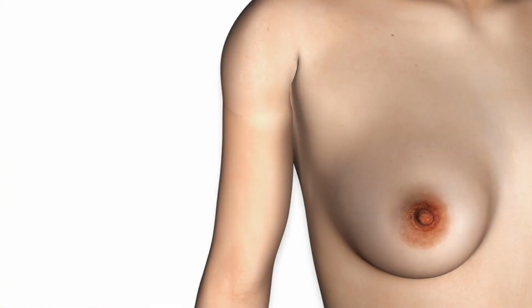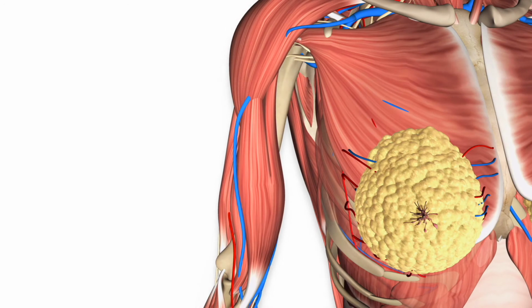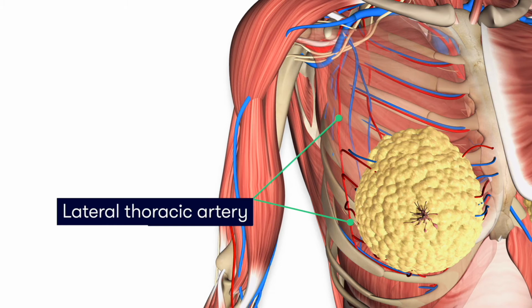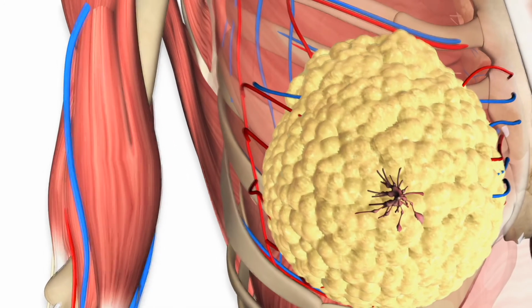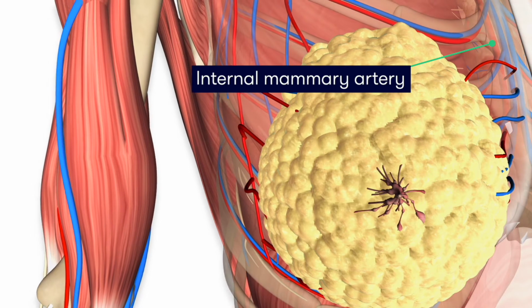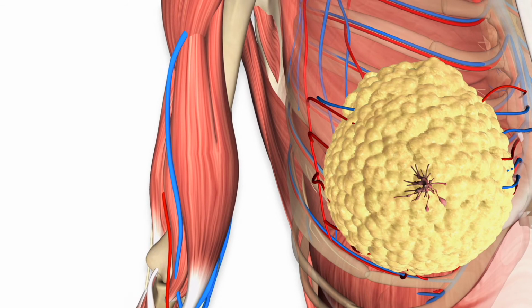The blood supply to the breast is derived from several arteries. The majority of its blood supply comes from the lateral thoracic artery, which is a branch of the second part of the axillary artery. Additionally, the breast is also served by the internal thoracic artery, which we also refer to as the internal mammary artery. However, it's also supplied by the posterior intercostals and the thoracoacromial artery.